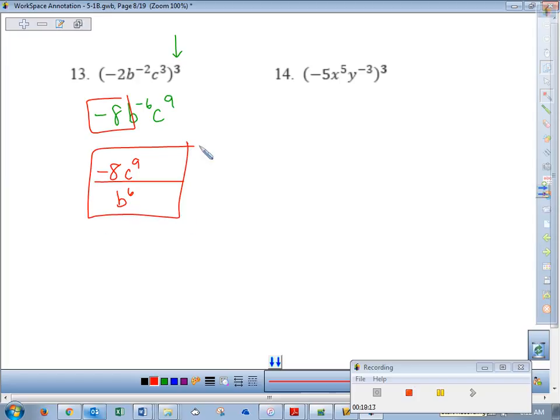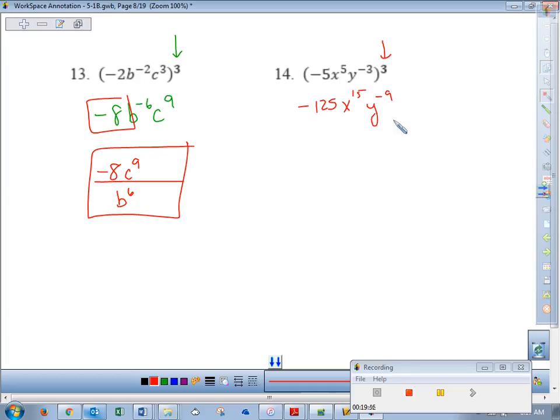Cool. Negative coefficients don't change houses. Only negative exponents do. 14. This is a positive exponent, so everything's just going to get cubed for me. There's no fractions involved, nothing to really clean up in here. So I got -125, x to the 15th, y to the -9th.